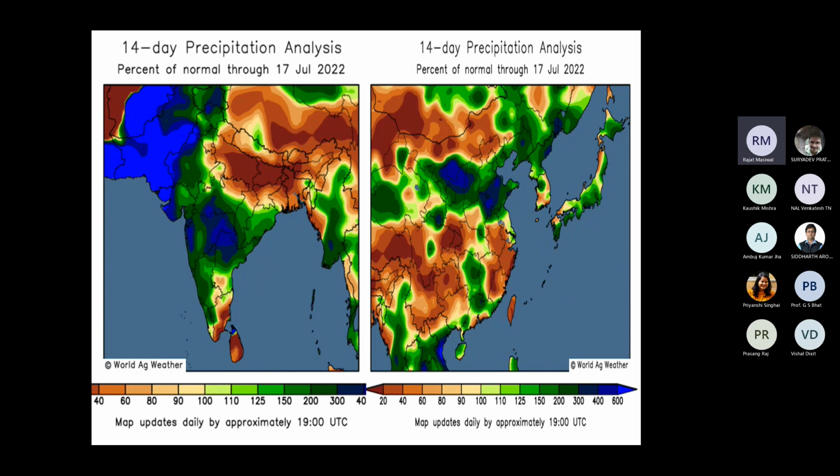Now, I want to show you a very interesting part of this prediction. The prediction which says what will be the rainfall over India. This is from 4th to 17th July. This is past, not the future.